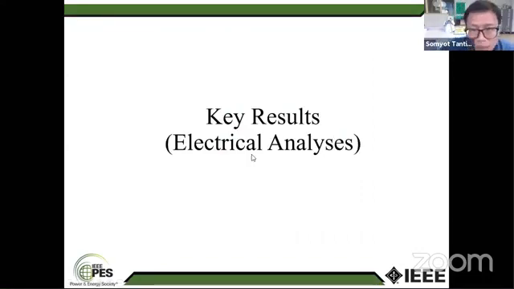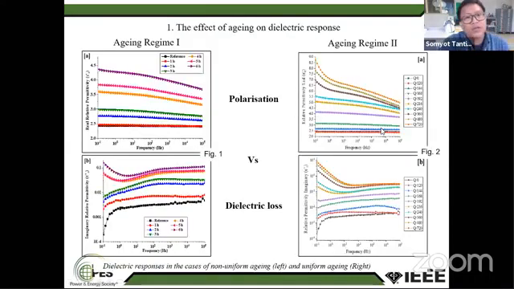So the last result is electrical analysis. First we go to the effect of aging on dielectric response. As we can see from two aging regimes, when aging is produced in the system, that means you have several kinds of chemistry representing dipolar molecules in the system. When you have more and more aging, you have more and more dipolar molecules as well. These dipolar molecules will affect the change of the complex permittivity.